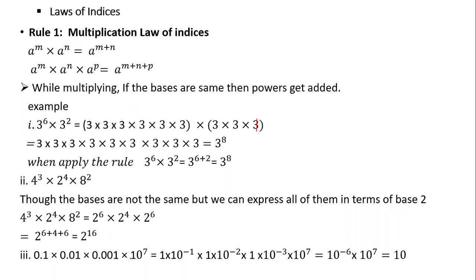Now multiply by 10 power 7. So we can see that we now have 10 power negative 1 times 10 power negative 2 times 10 power negative 3 times 10 power 7. All of them now have the same base, which is 10. Hence, we can take one of the bases, 10, and then add the powers. Don't forget 1 times 10 power negative 1 is the same as 10 power negative 1. Good.